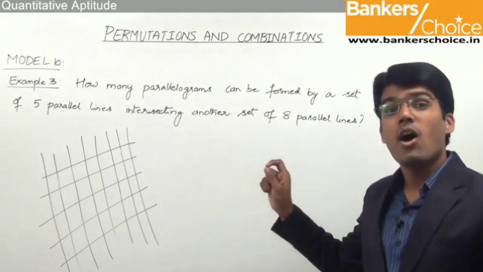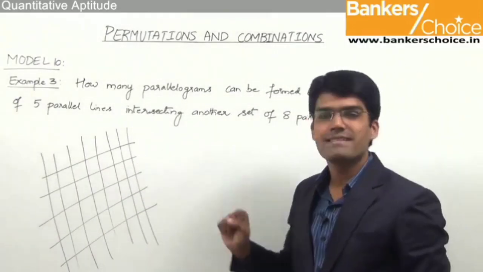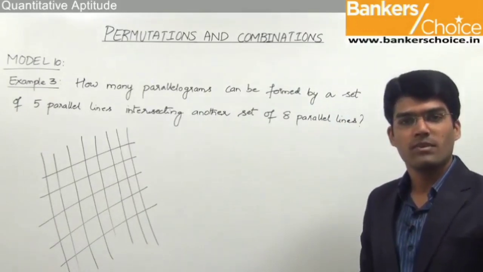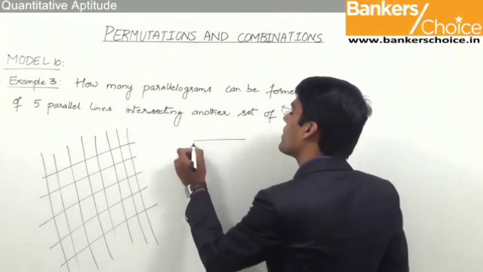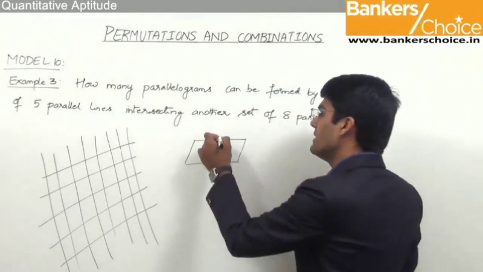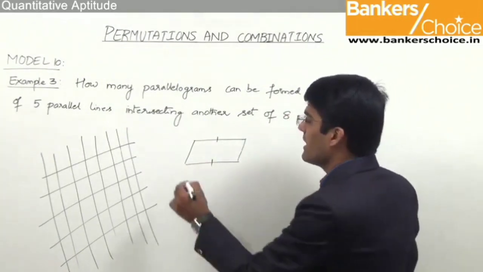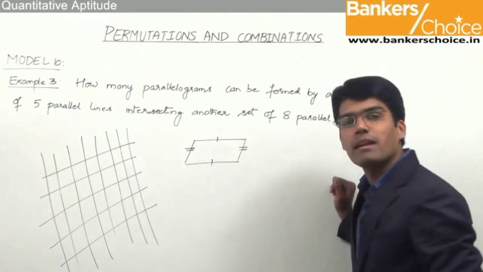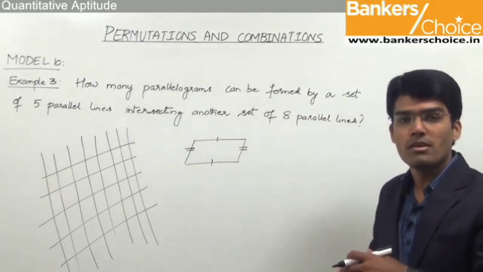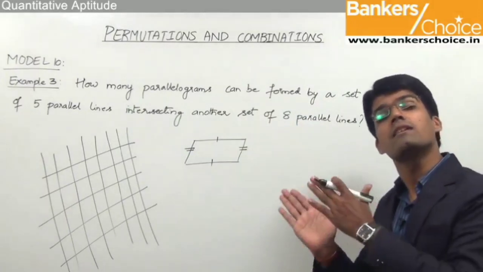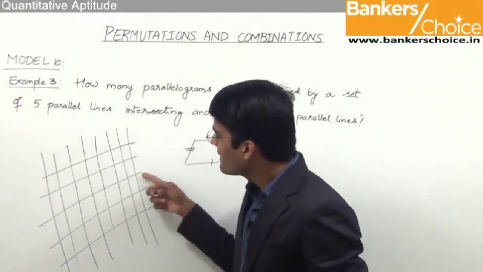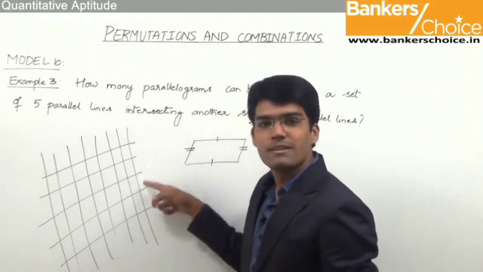And the question says how many parallelograms can be formed with this set of 5 parallel lines intersecting another set of 8 parallel lines. Now we know that a parallelogram is a quadrilateral where the opposite sides are parallel to each other. For example, these 2 sides are parallel to each other, and again the remaining 2 sides are parallel to each other. The opposite sides are parallel to each other. So any quadrilateral that can be formed by 2 parallel lines intersecting another 2 parallel lines will result in a parallelogram. Now here we see that there are 5 parallel lines intersecting another set of 8 parallel lines.